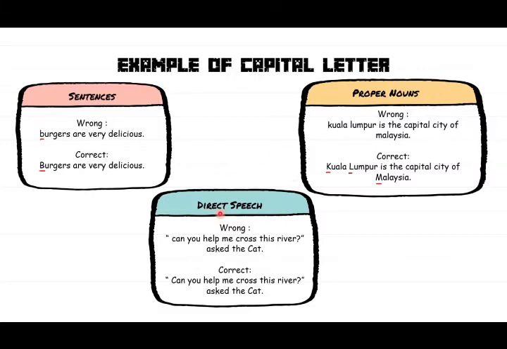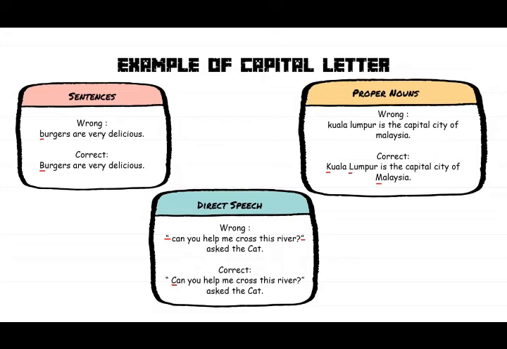Third one is for direct speech. Kita cakap, okay, bila kita bercakap kan. Ni adalah contoh dialog yang dicakapkan oleh the cat, seekor kucing ni. Dia kata apa? Can you help me cross this river? Ask the cat. Dia tengah bercakap. Lepas tu dia ada simbol buka dan tutup kata ni. Bila ada simbol ni maksudnya dia tengah bercakap. Bila dalam direct speech, cakap terus, mesti dimulakan dengan huruf besar.